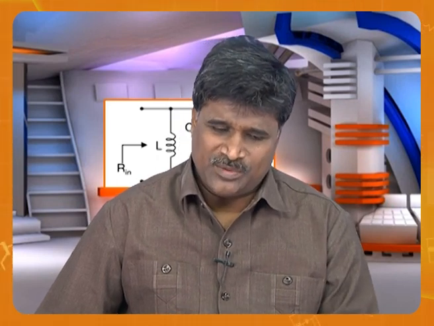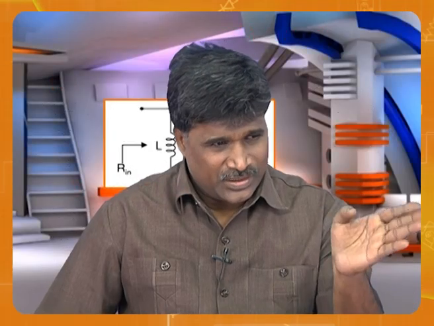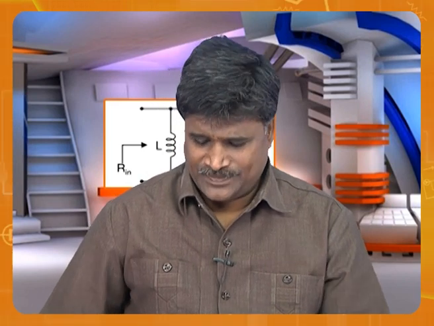So please understand, I am giving 3 approaches for calculating initial values and final values. First approach is time domain. So take the expression, substitute t equals 0, initial value comes. Substitute t equals infinity, final value comes.